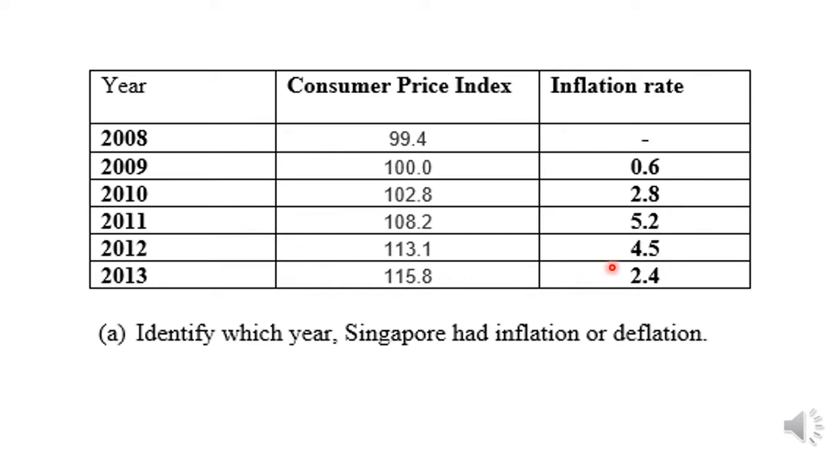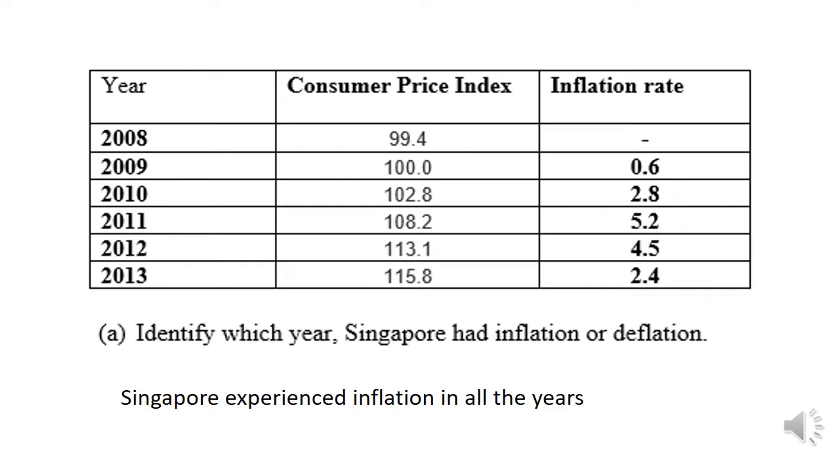Now take note, your inflation rate measures price increase. When the rate is positive, it means that the prices are rising. When you look at all the inflation rates that you have calculated here, you'll be able to see that it is positive in all the 5 years. So prices are rising in all the 5 years. Inflation is present in all the 5 years.